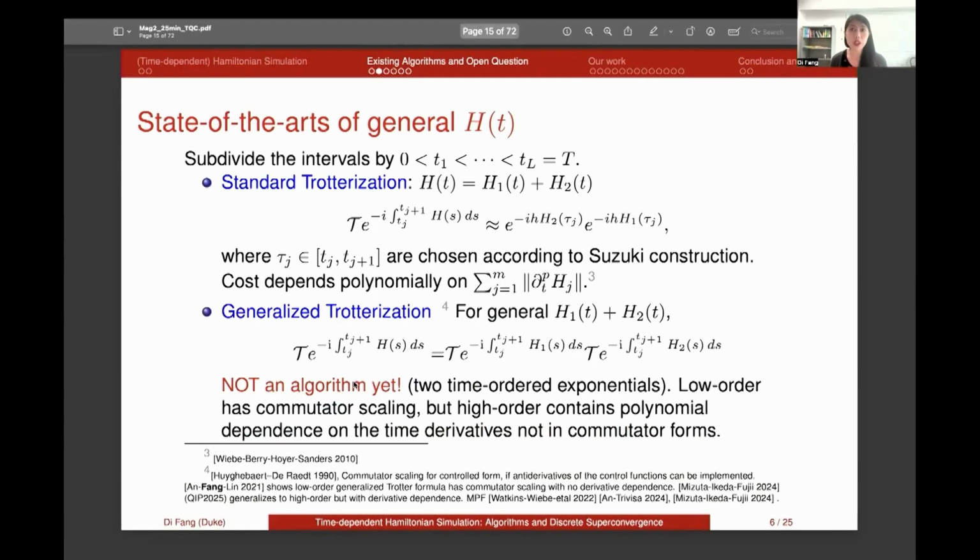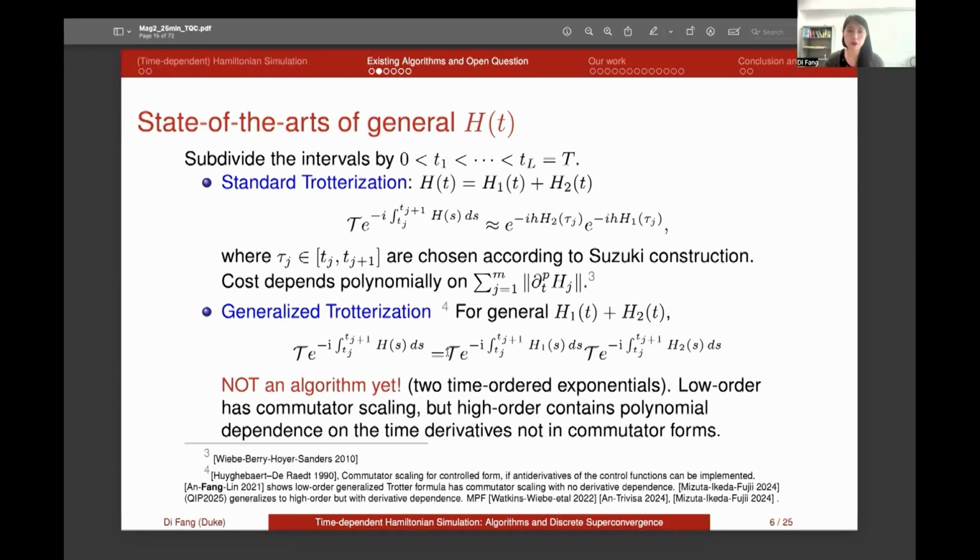If you work in this field long enough, you must have heard of the so-called generalized Trotterization, which, instead of directly simulating each of the sub-times, turns this time-dependent simulation into something that should approximate another time-ordered matrix exponential. What I want to say is, first of all, as you can see, the right-hand side still has two time-dependent exponentials. In other words, there are still two time-dependent Hamiltonian simulation algorithms. It's typically when you further implement each of these time-ordered operators that the potential commutator scaling can get destroyed.